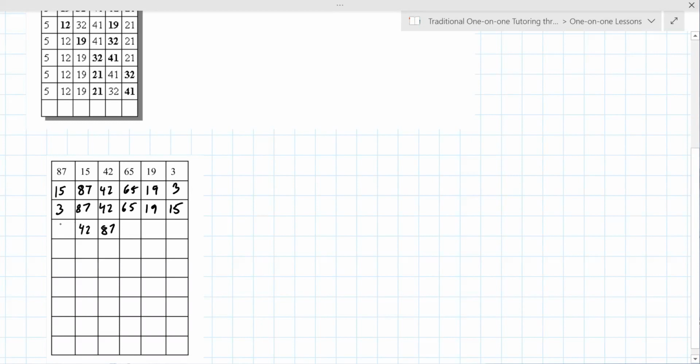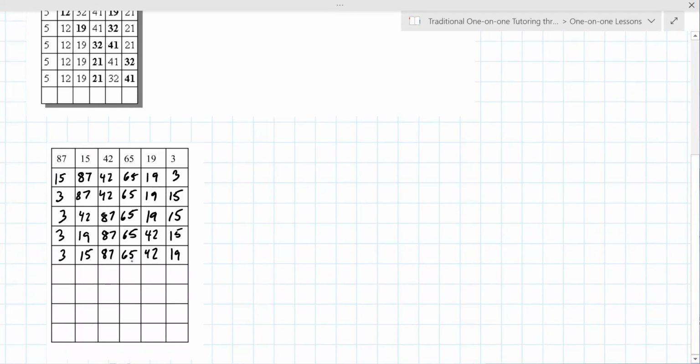Okay, so now, is there anything lower than the 42? Yeah, the 19. So the 19 and the 42 are going to switch places. So then you look at the 19 again. Is anything lower than that? Oh, it's 15. So it's 3, 15. You put the 19 here, 87, 65, 42. Okay, and now you start with this 87. The 65 is lower than it, so they switch places.